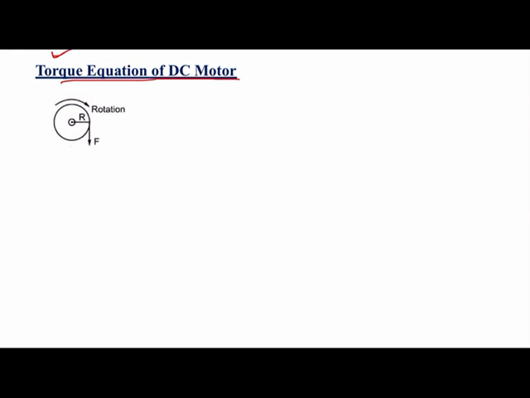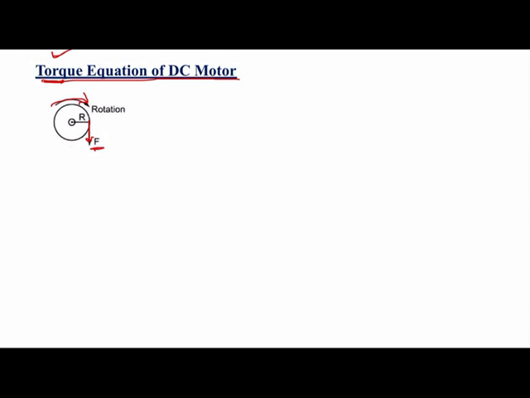So first of all, we already know that torque is the turning or twisting force about an axis, right? Let us consider a wheel of radius r. On its circumference, a circumferential force is acting, given by F newtons, and the wheel is rotating in this direction.